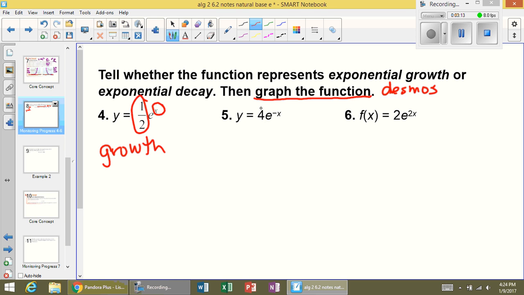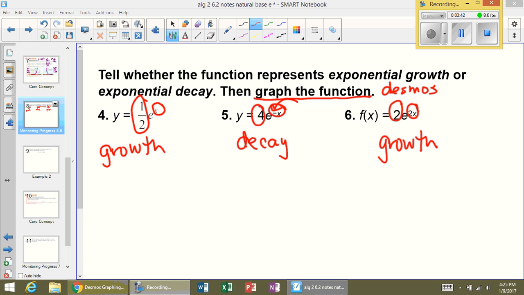For question number 5, we've got a positive number here, excellent. And we look at the exponent, we have a negative. Well, because that exponent is negative, this is going to be a decay function. And then on f of x equals 2 e to the 2x, we have a positive 2 as our initial amount and a positive 2 as our rate. So this is going to be growth.